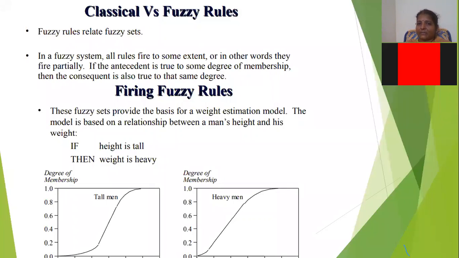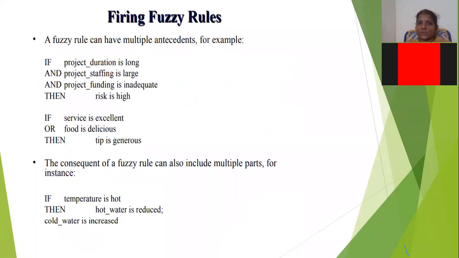You are relating them. That is, if the antecedent is true to some degree of membership, then the consequent is also true to that same degree of membership function. You can visualize in graphs the degree of membership, tall man, heavy man, to weight of the person.